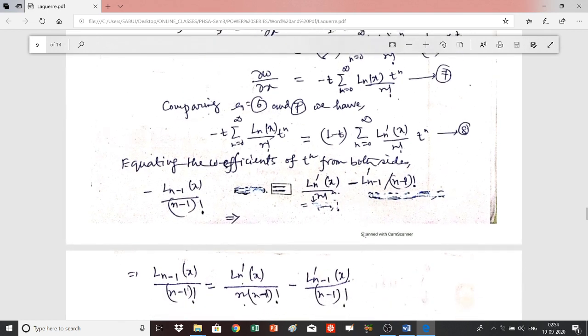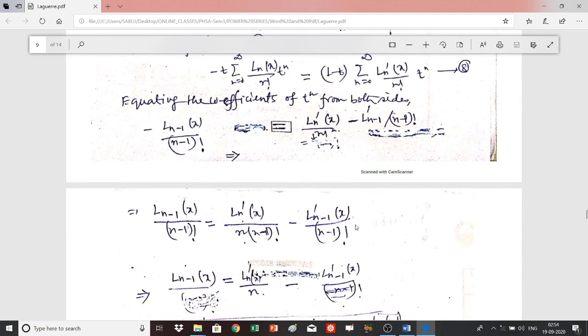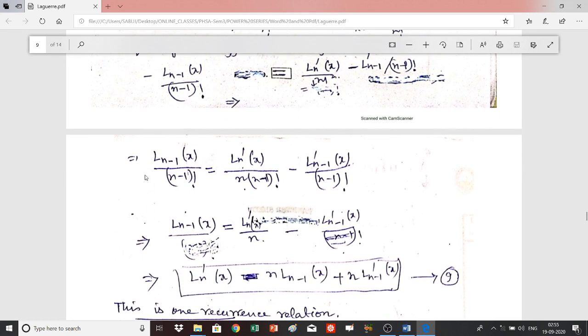Now it remains to simplify this relation. From here you write L n minus 1 x by n minus 1 factorial equal to L n prime x by n factorial, and n factorial can be written as n into n minus 1 factorial, and then minus L n minus 1 prime x, which is written here on the negative side. So this n minus 1 factorial will cancel from both sides, and then you will get minus L n minus 1 x.